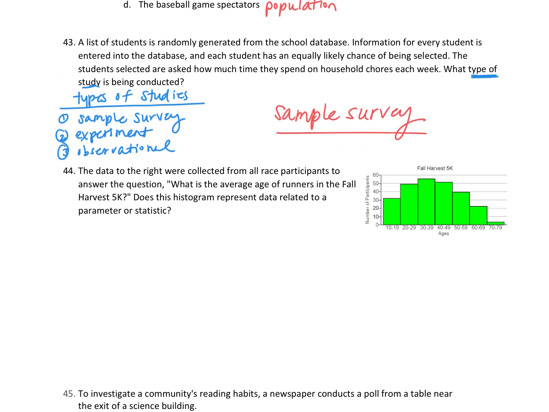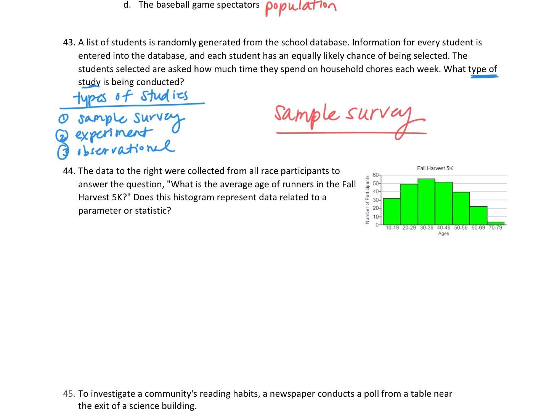The data to the right were collected from all race participants to answer the question: what is the average age of runners in the Fall Harvest 5K? Does this histogram represent data related to a parameter or statistic? So we do want to remember some vocab here, parameter versus statistic.